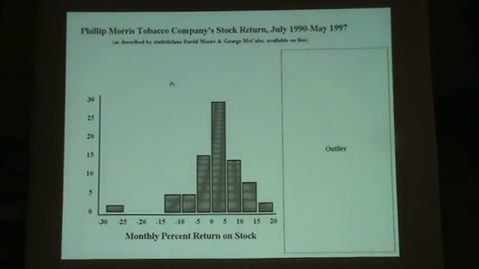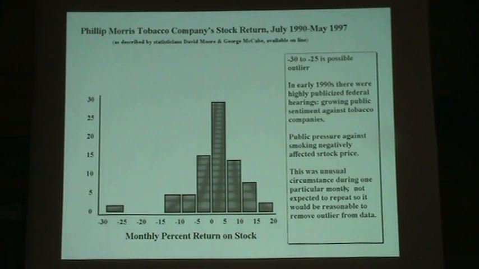Now here's a Philip Morris Tobacco Company stock returns from July 90 to May 1997. And here's the citation where it came from. And this is the monthly return on stocks. Well, we have an outlier down here. The stock was very low. Well, what we need to consider is that in the early 1990s, there was a lot of publicity and hearings going on about tobacco causing cancer and big health problems and things like that. And the public was very much against smoking. And therefore, the price of the stock went down a lot.